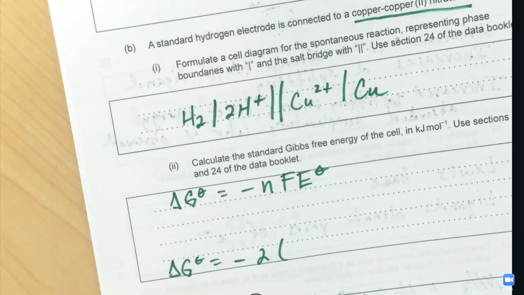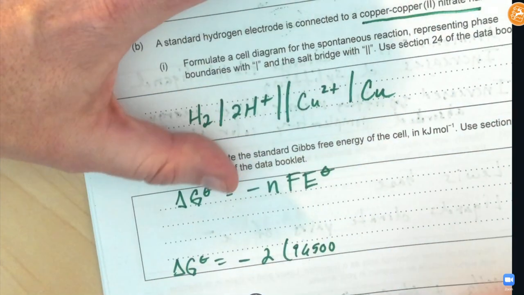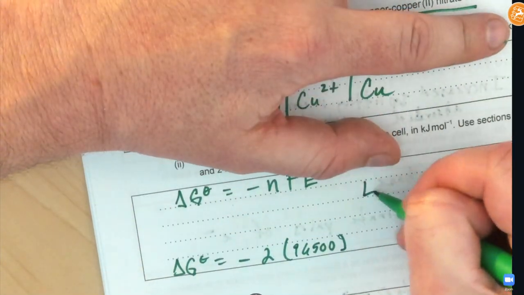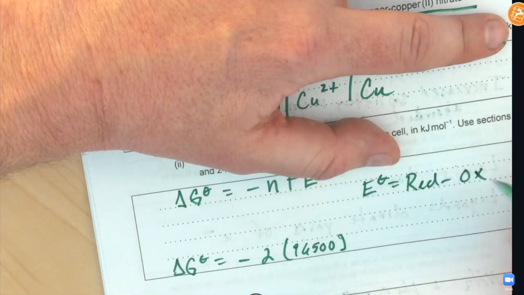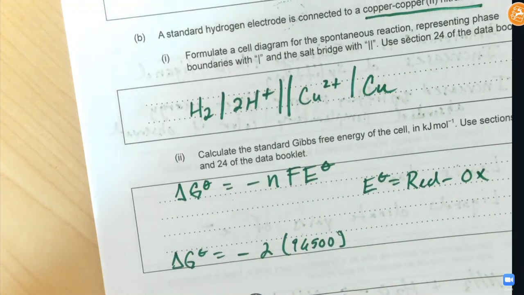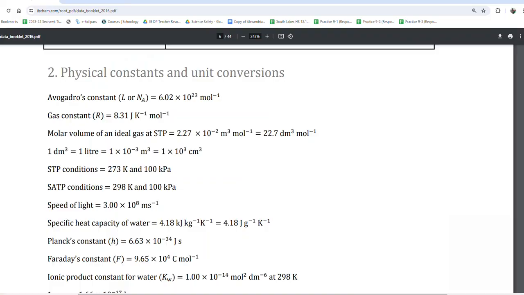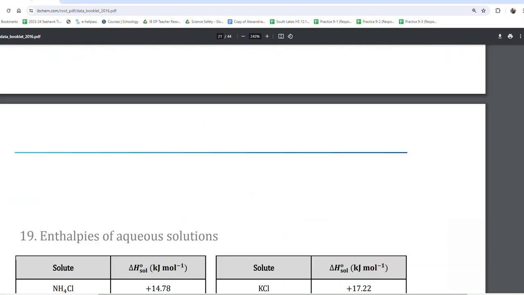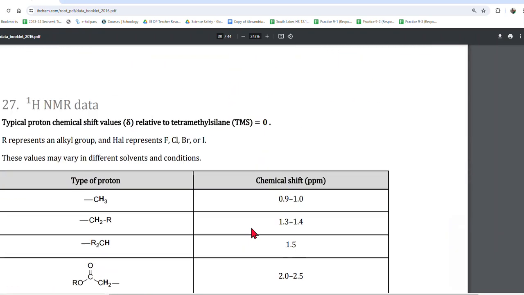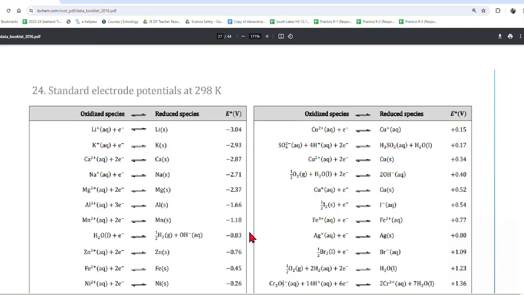I don't remember. I guess I'll look. I want to be actually right, though. Yeah, 96,500, times E theta. Well, E theta is just going to be the reduction potential minus the oxidation potential. Reduction potential for copper 2 to copper. We have to go to table 24 for this. Oh yeah, sections 1, 2, and 24. I'm like, why didn't it mention 24? But it did. So fast scroll. Faster. No, too fast. Next year's data booklet is fewer pages.